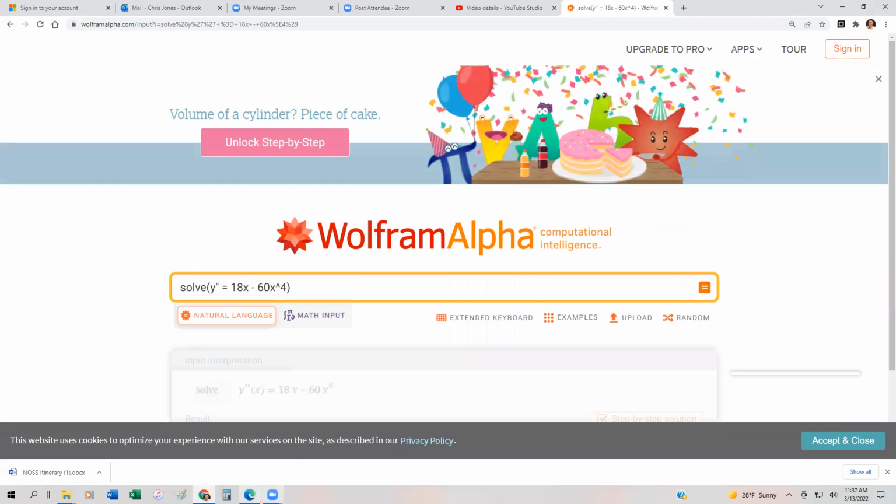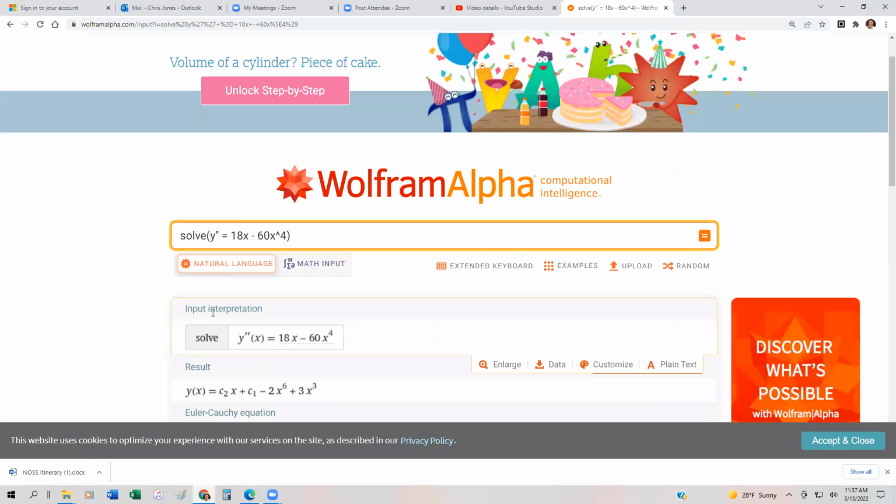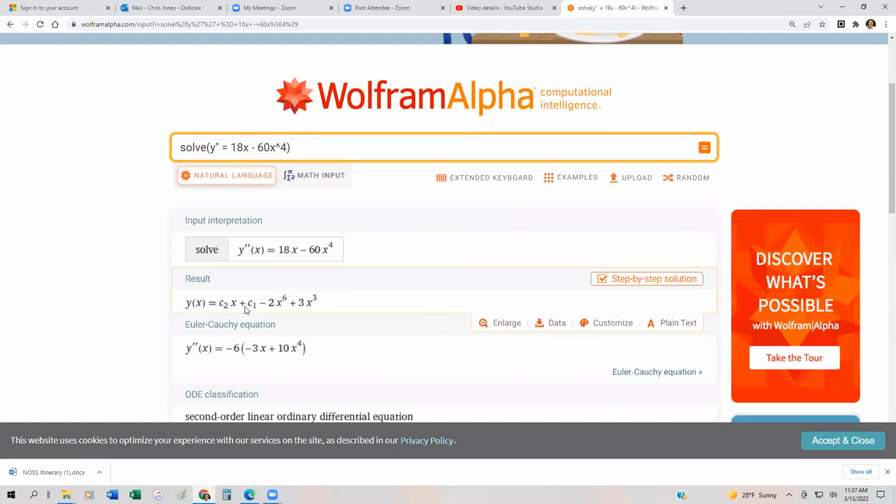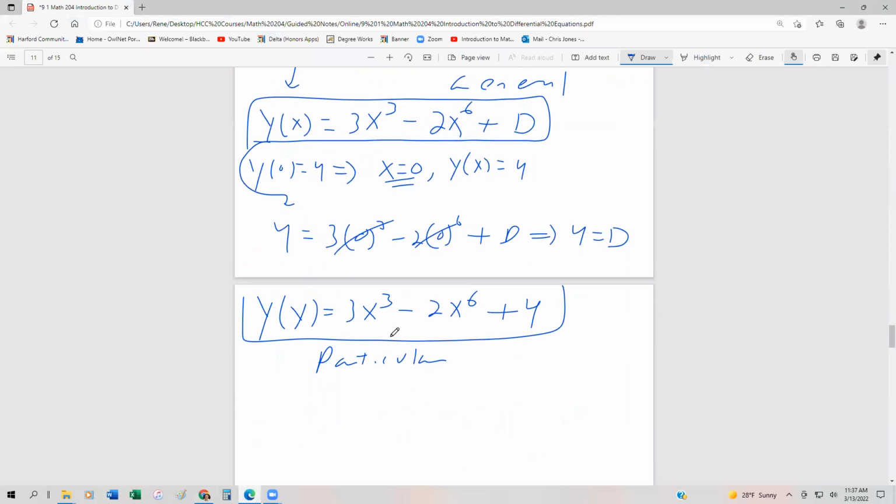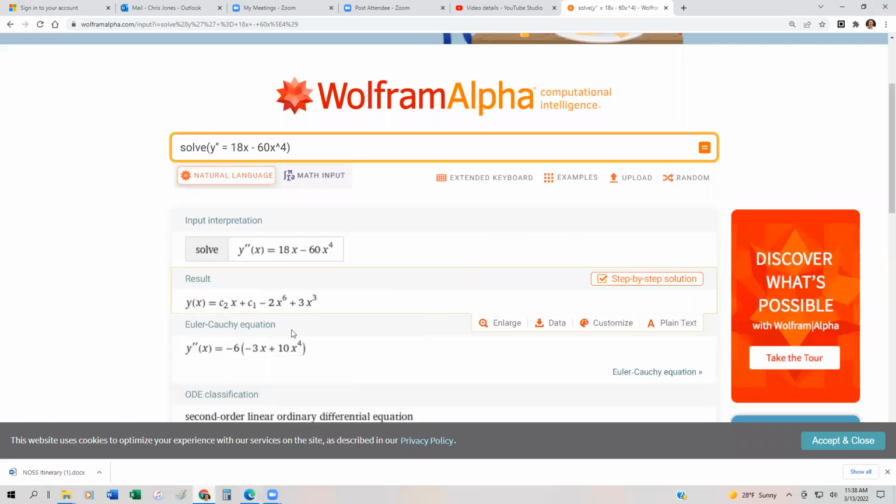All right, so if we solve that, notice what it gives us: negative 2x to the 6th plus 3x cubed. If we go back, we have our 3x cubed and our negative 2x to the 6th, but notice it gives us this C1 and C2x. That's because it's the general solution and we never put in the initial conditions.